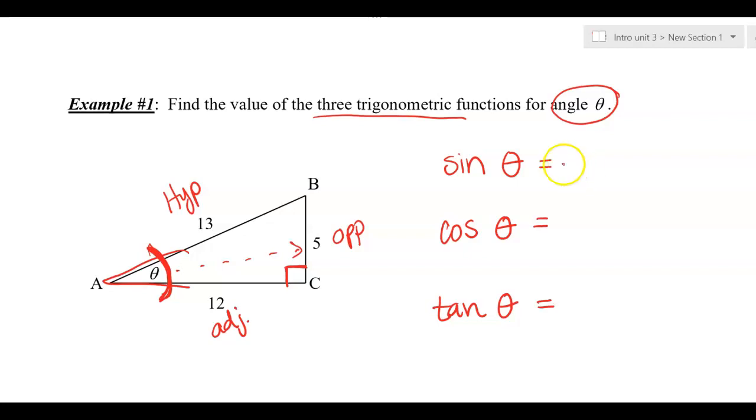So for sine, we want to use opposite over hypotenuse, which according to our labeling, that's going to be 5 over 13. And then for our cosine, we're looking at adjacent over hypotenuse. So that's going to be 12 over 13. And then for our tangent, opposite over adjacent, so 5 over 12.